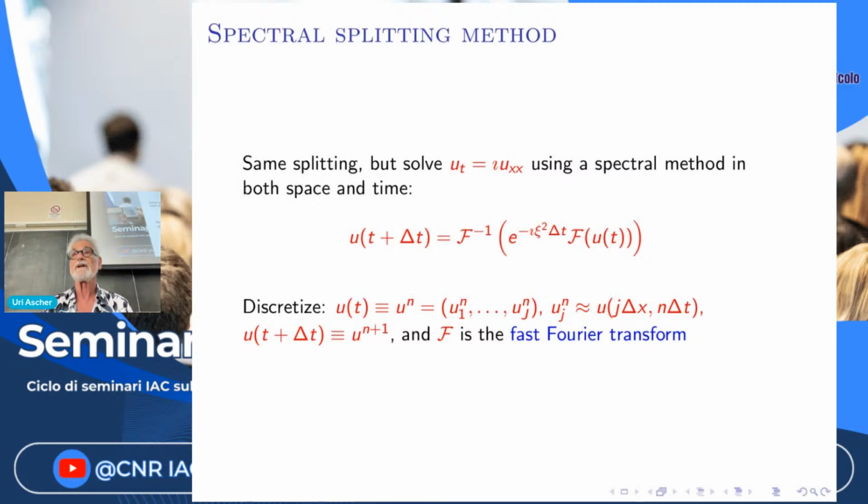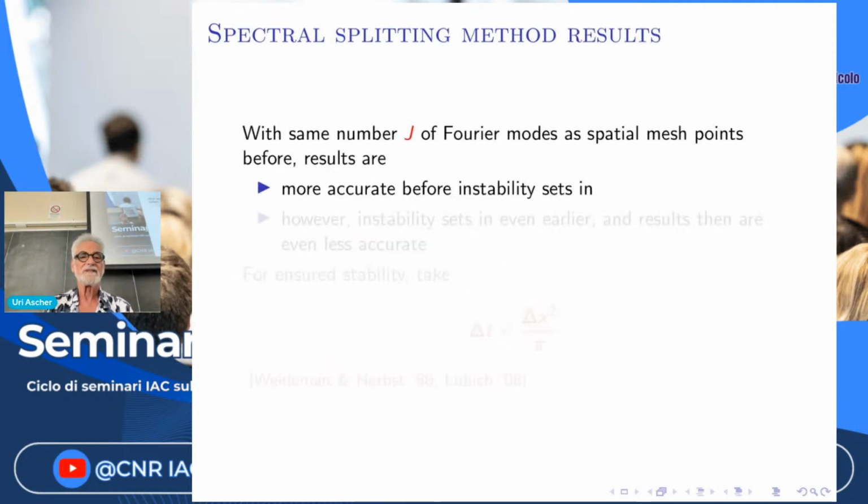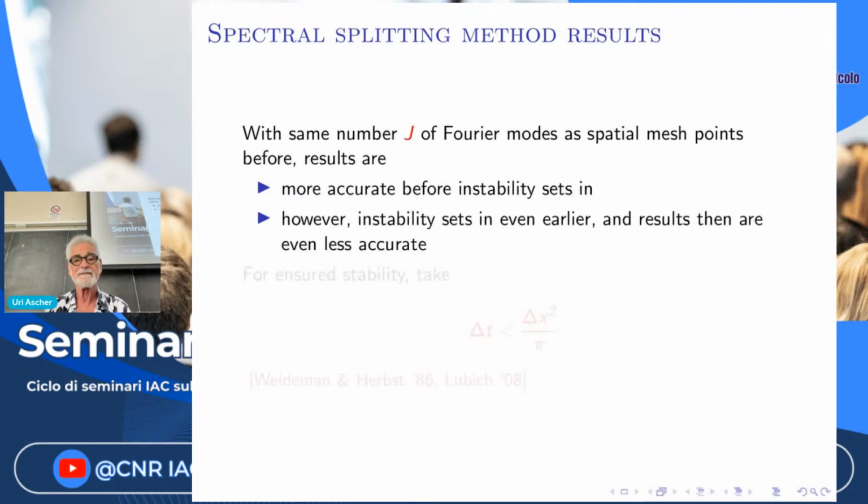You can do a Fourier transform instead of implicit midpoint. And here is the shortest MATLAB program for a PDE that I've ever seen. But the same phenomenon occurs. So your basis functions now are smoother but more powerful with the spectral method. That means that it will be more accurate when it is accurate, less accurate when it's not accurate. So once the instability sets in, it looks even worse.